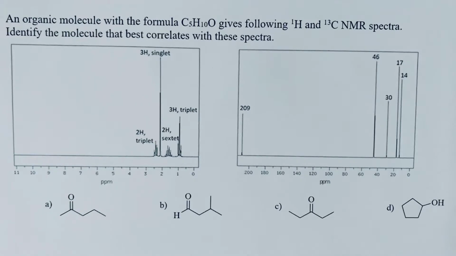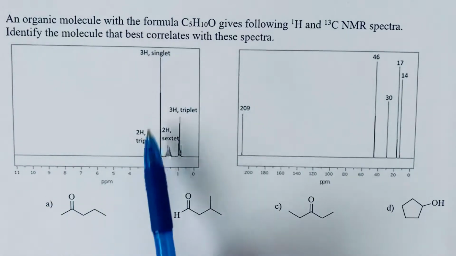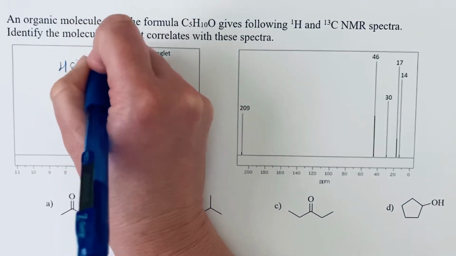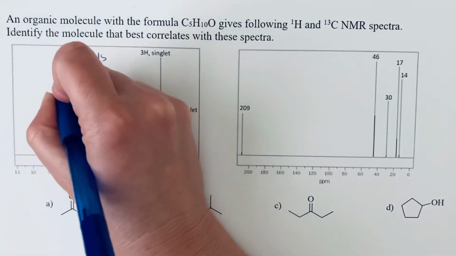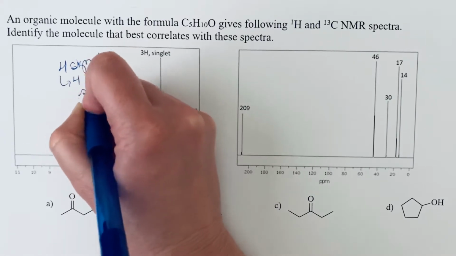I recommend starting with some of the very, very simple pieces of information that might allow you to differentiate. So I would look at things like number of signals and some obvious signs for different functional groups, right? So if I were looking at this proton NMR, I would quickly notice that there are 4 signals. So that tells me that I have 4 different types of hydrogens in the molecule. So 4 different sets of hydrogens.